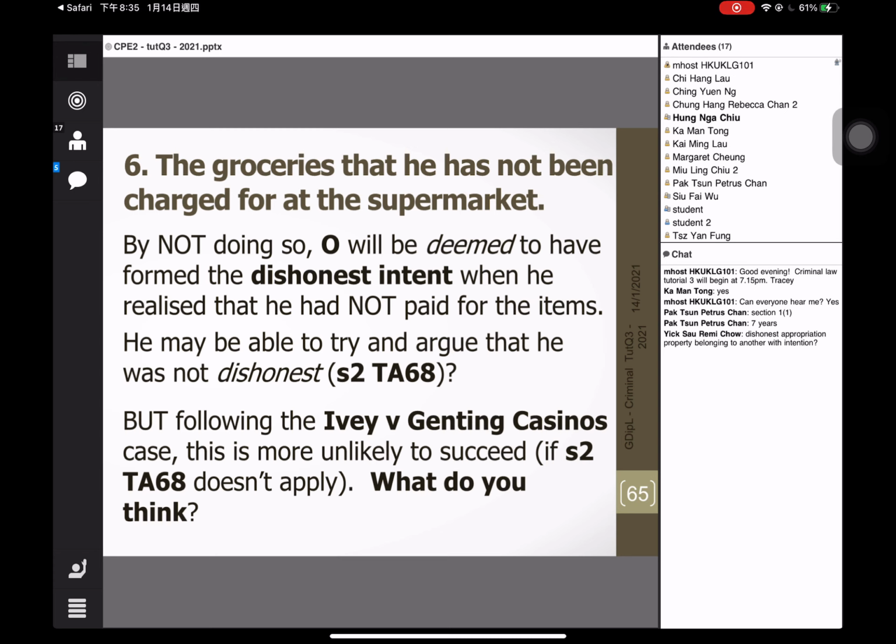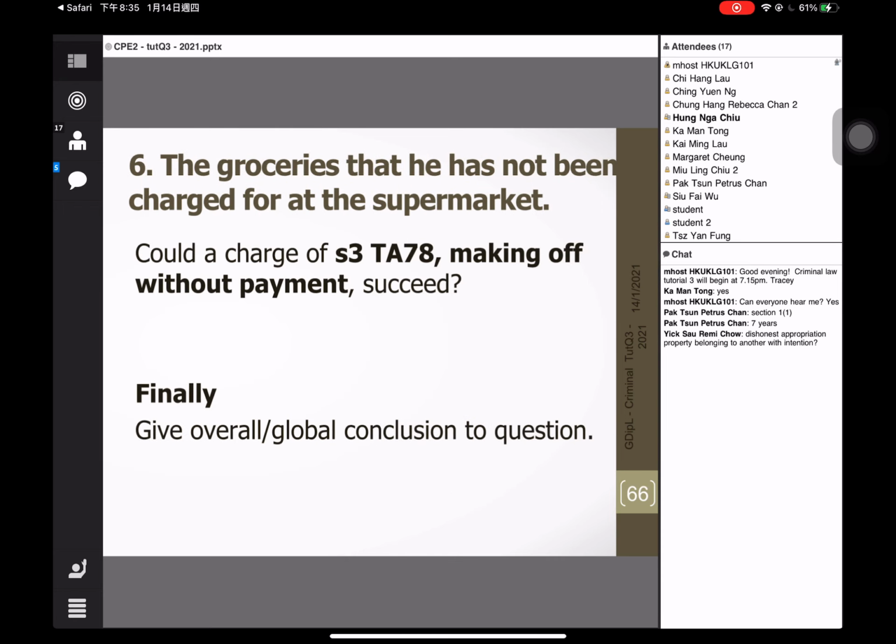think is the answer. If you think that you look at the circumstances from the point of view of the defendant, Oliver, and then you ask yourselves whether this would be regarded as dishonest by the standards of ordinary decent people.